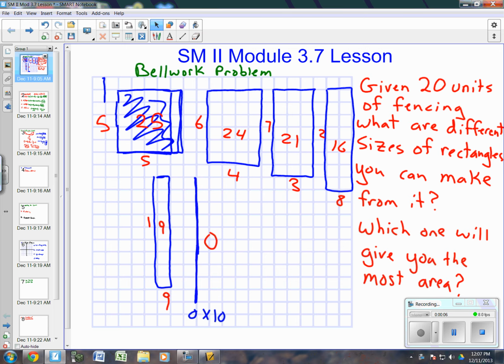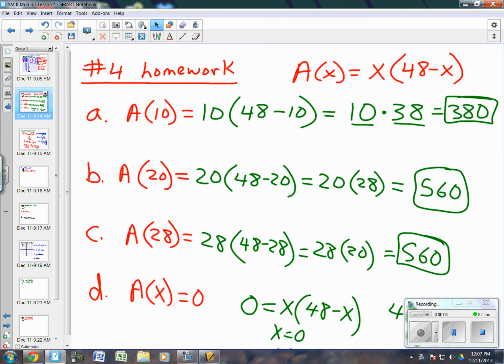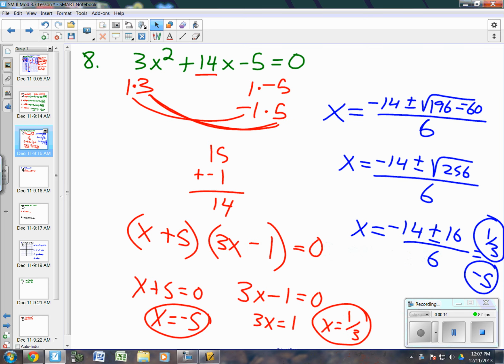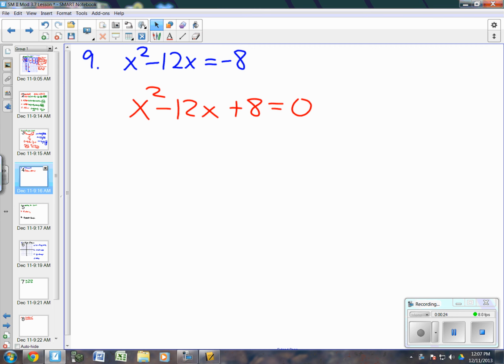Jimmy, if you weren't here, we did a couple of problems right here. We did number 4 from the homework. If you want to pause and look at that, you can. Here is number 8 on your homework. We did it by factoring and quadratic formula. You just have to do it one way. And we're doing number 9 now.